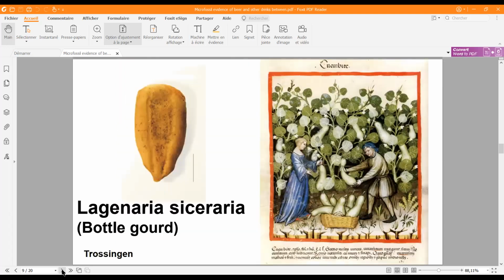Another spectacular find was Lagenaria siceraria, the bottle gourd, or the gourd. No, calebasse.